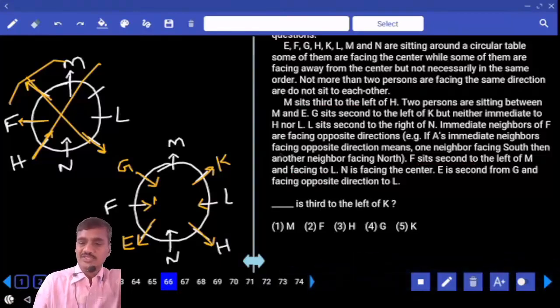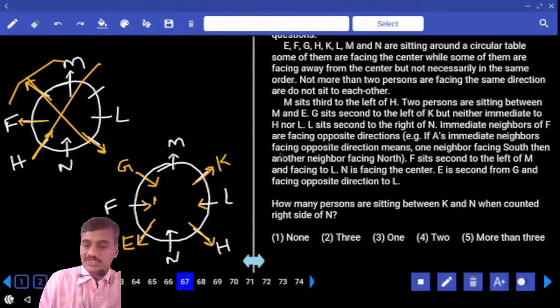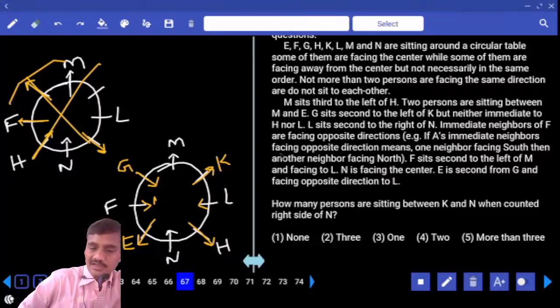And first one, dash sits second to the left of K. And who sits second to the left of K? F, that is choice 2 for question number 66. Then 67, how many persons are in between K and N? When counted from the right side of N, K and N. How many are there? There are only two people. And 67, choice 4. Correct, isn't it?